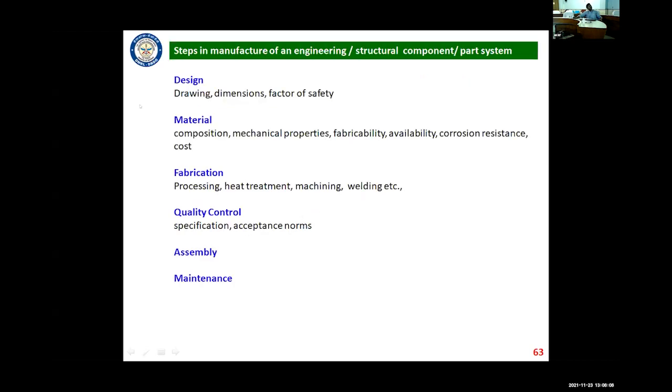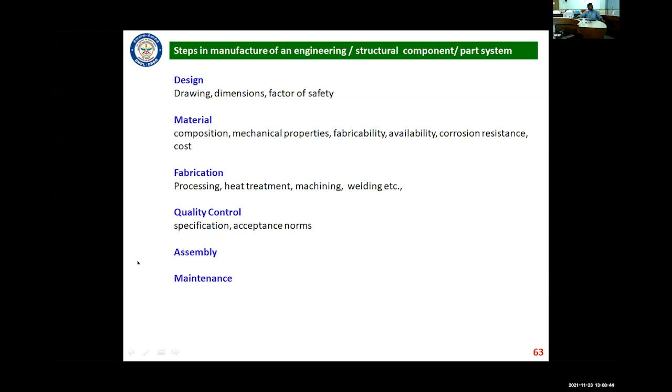And any engineer should know the steps involved in the manufacture of an engineering or structural component. Initially, we design: we do some drawing, dimensions, factor of safety. After design, depending upon the application, we select the material, whether it's for high temperature or low temperature, and what the purpose of the material is. Then we have to do fabrication, because whatever the material is, we have to do some processing, heat treatment, machining or welding in order to make the component from the material. Then we do quality control, then we assemble, and after assembly we also have to do maintenance.